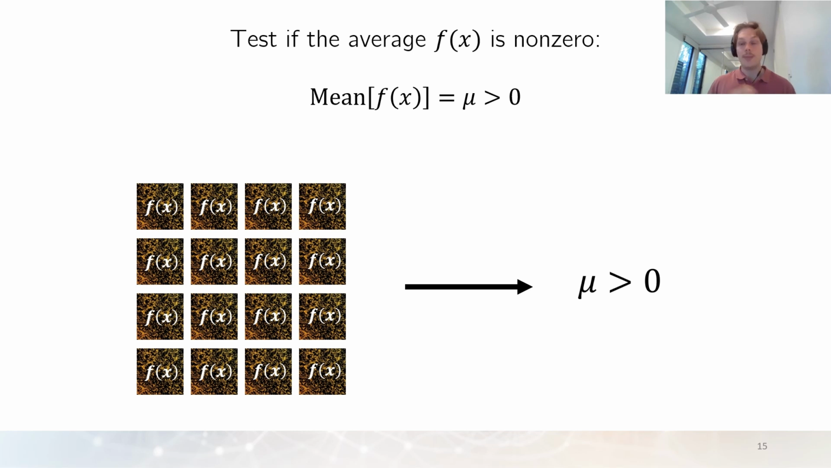So we compute f of X over all of that, and we take the mean, and this is our mu value. And if mu is greater than 0, then that's a good indication that there is parity violation in that validation set.